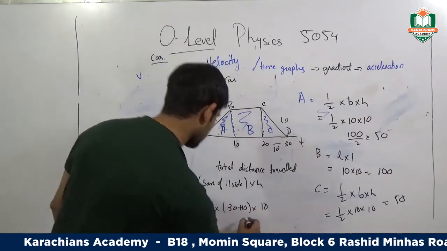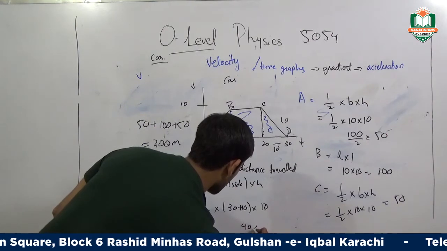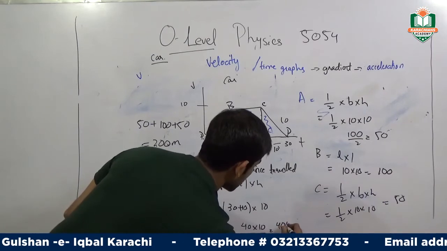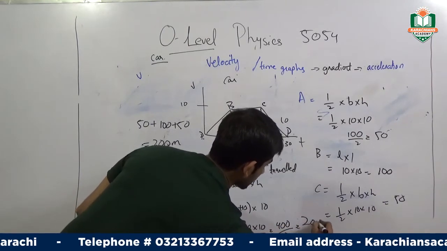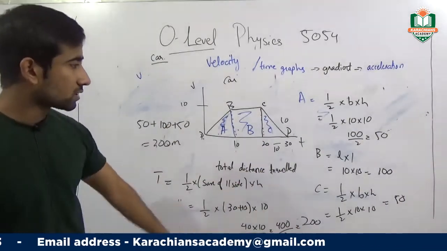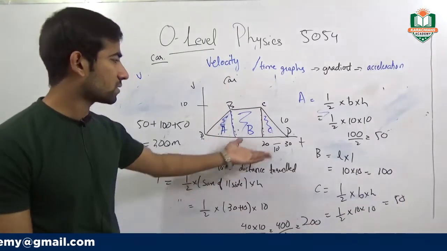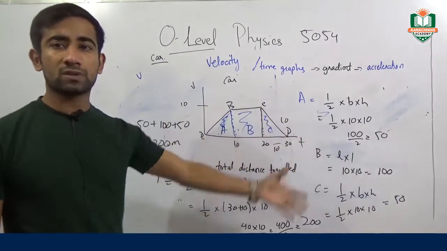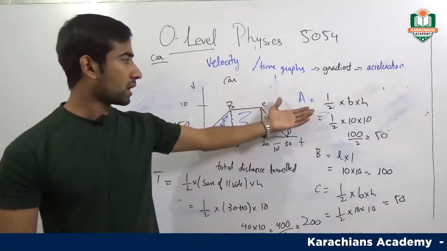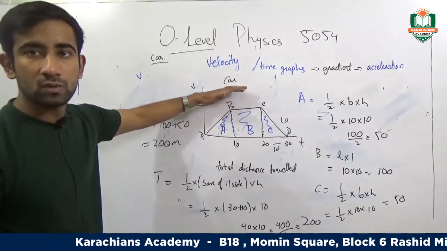So 40 into 10 divided by 2, so 400 divided by 2 will give us 200. So you can use both of the formulas. You can use the formula of trapezium as well. It is more convenient. You can split the graph into the areas you desire. Let's say I had split the graph into A, B, and C. That was a long process, but you can do it either way. I have used the formula of trapezium as well, and I have divided the graph. So in both cases, area under the curve of the graph will give you displacement.